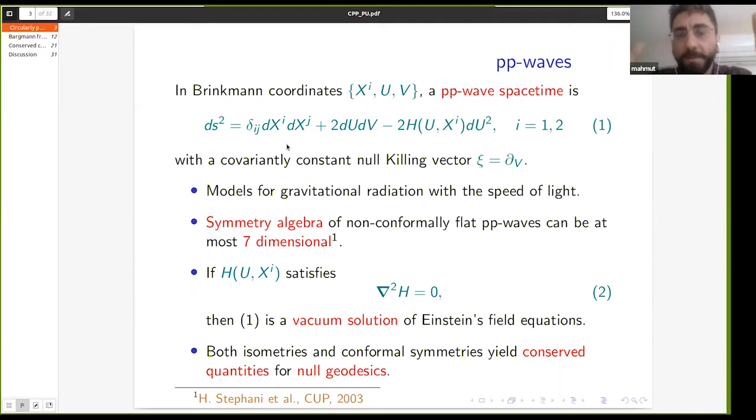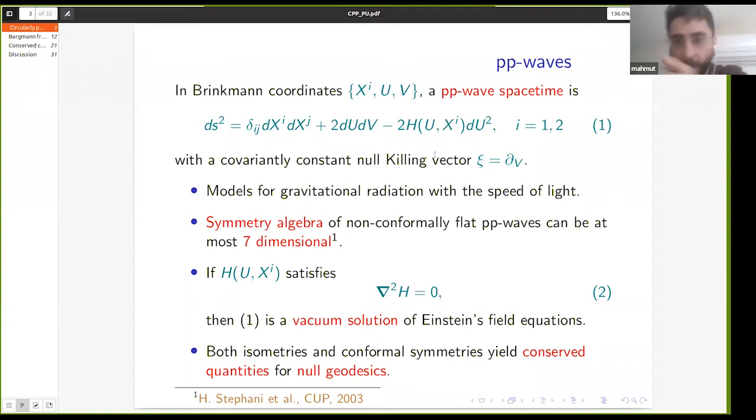Okay, so that means the important properties of the PP wave are captured by this profile of the wave. And you see immediately that the profile h depends only on u and x^i. So it doesn't depend on v. Therefore, you immediately see that there is a Killing vector, a symmetry, xi, which is equal to del v, which generates v translations. This is invariant, because if you shift v to v plus a constant, this line element is actually invariant.